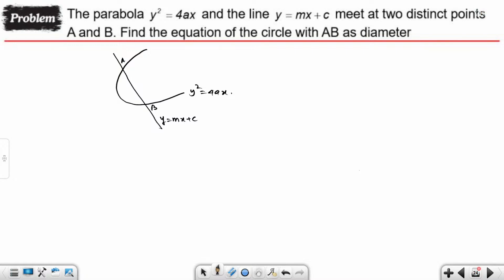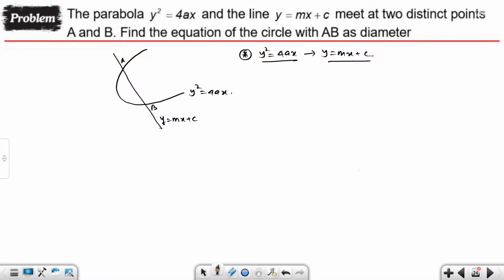So how will we do this? See, there is one way. Those who have not practiced, what will they do? They will simply solve these two equations to get the points A and B. Obviously, the values will be very ugly looking, and you will face difficulty in forming the equation. Yes or no? Absolutely. So what is the remedy?